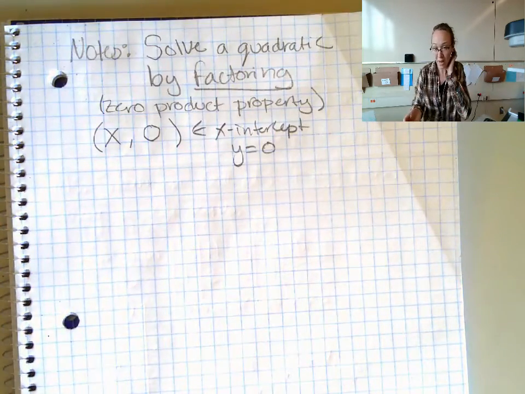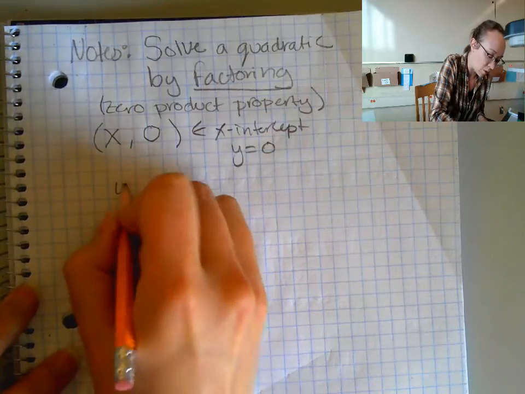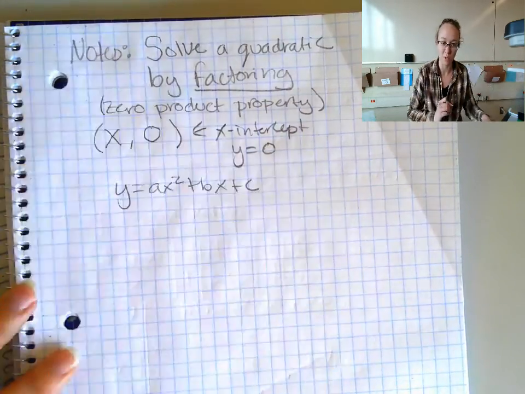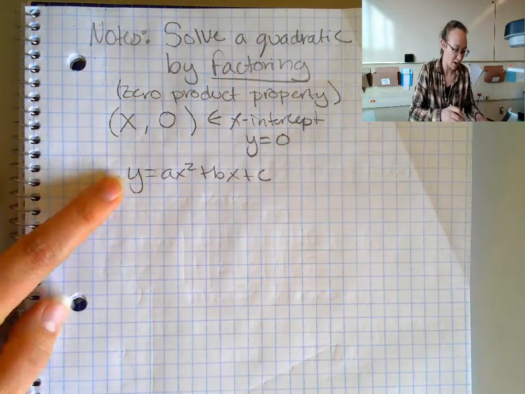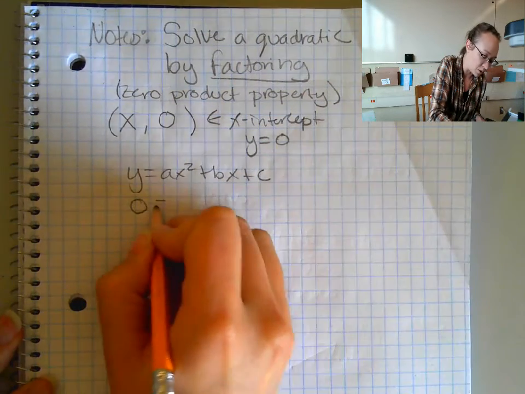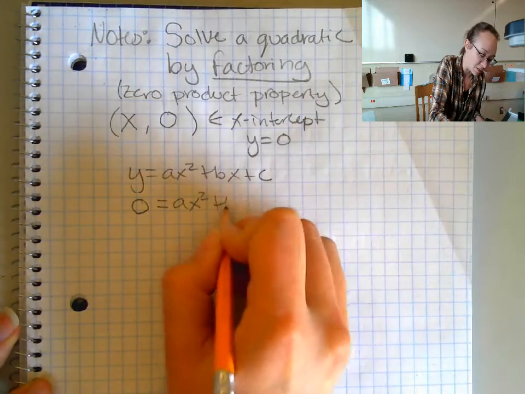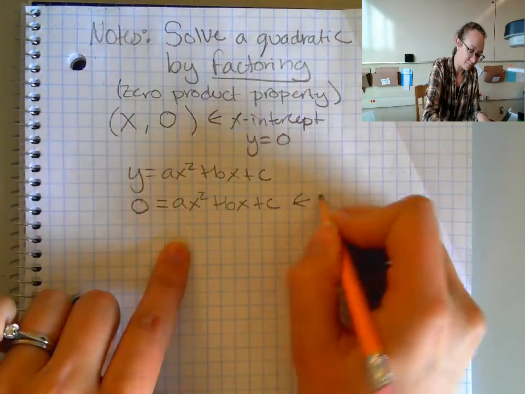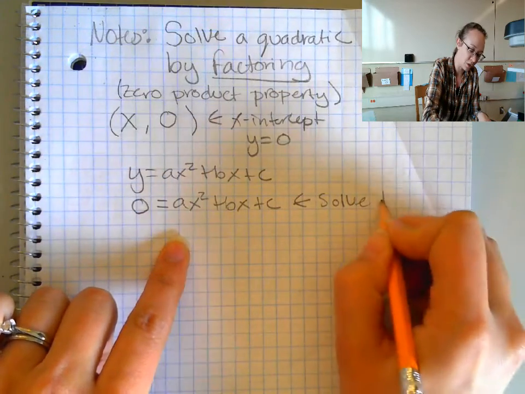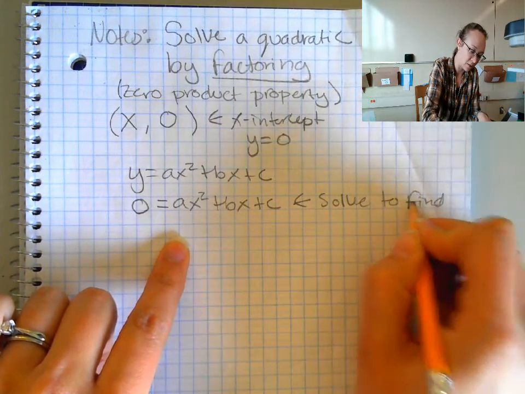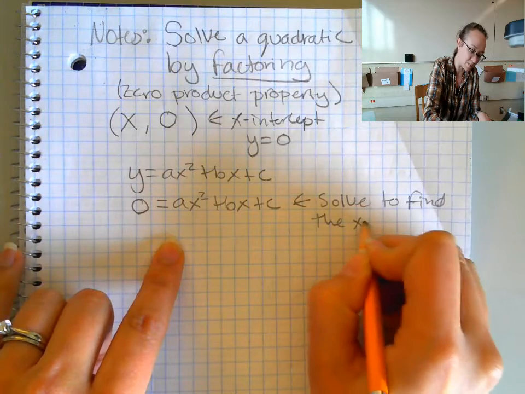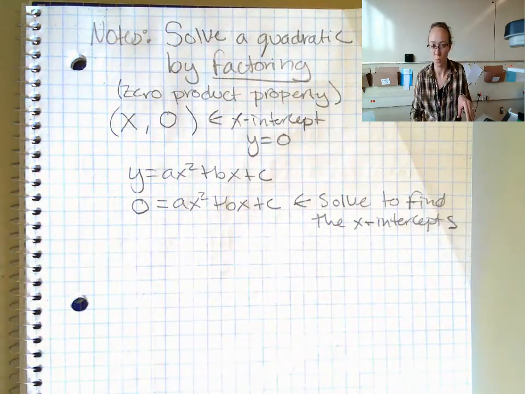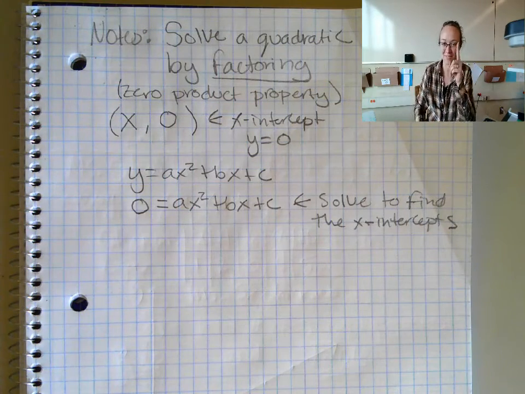So likewise, with a quadratic, we would take our rule, whatever it is, y equals ax squared plus bx plus c, and we would put a 0 in place of the y. So we'd have 0 equals ax squared plus bx plus c. So this is the thing that we need to solve to find the x-intercepts. Now, the only problem is we don't know how to solve those yet. That's what this video is for.